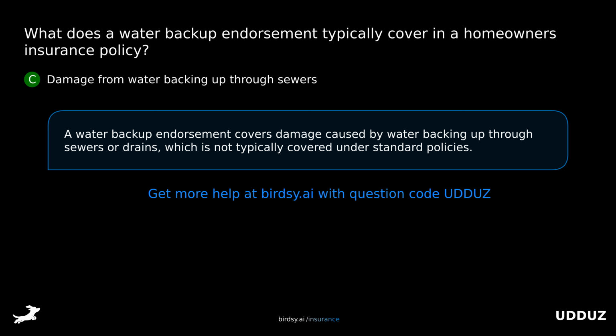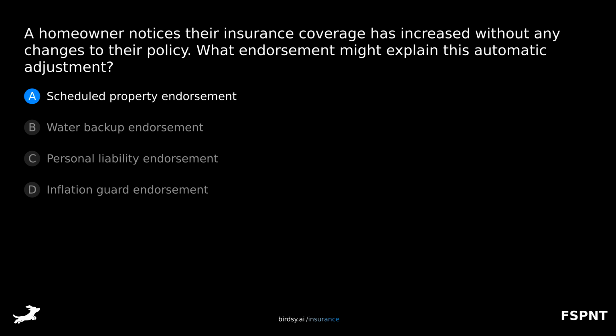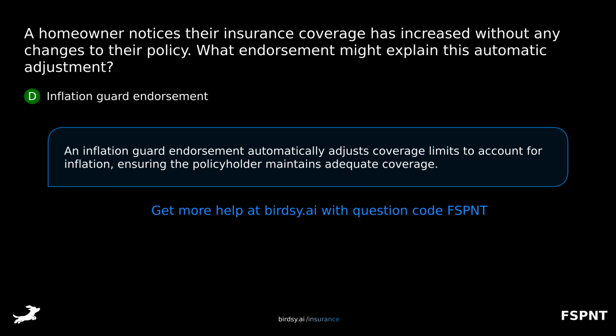under standard policies. A homeowner notices their insurance coverage has increased without any changes to their policy. What endorsement might explain this automatic adjustment? Is it A, scheduled property endorsement, B, water backup endorsement, C, personal liability endorsement, or D, inflation guard endorsement? The answer is D, inflation guard endorsement. An inflation guard endorsement automatically adjusts coverage limits to account for inflation, ensuring the policyholder maintains adequate coverage.